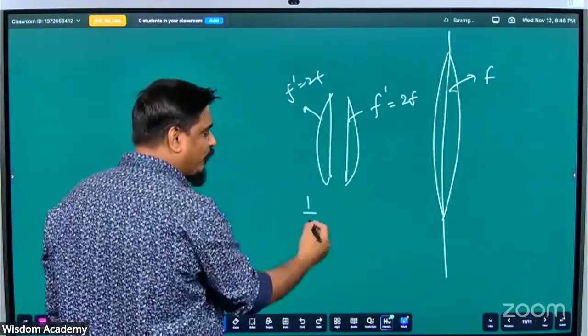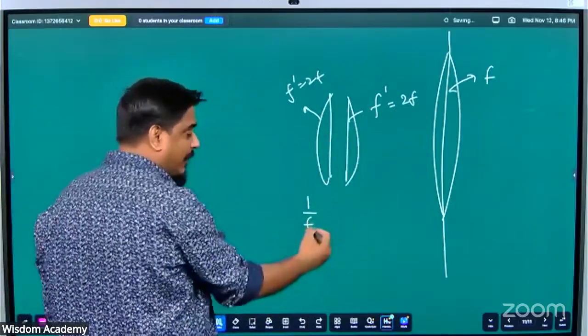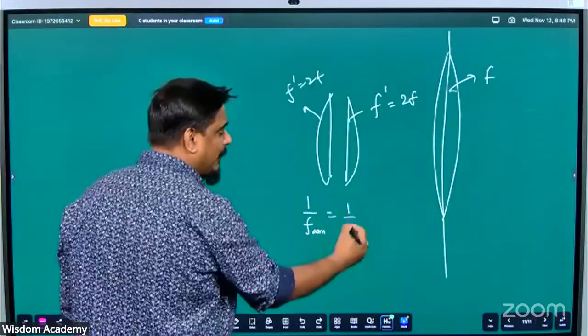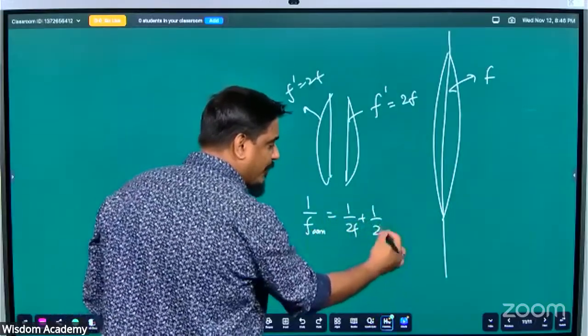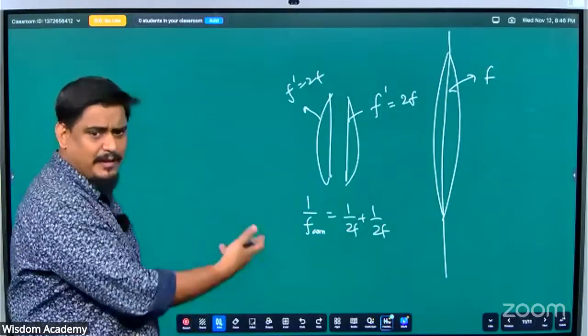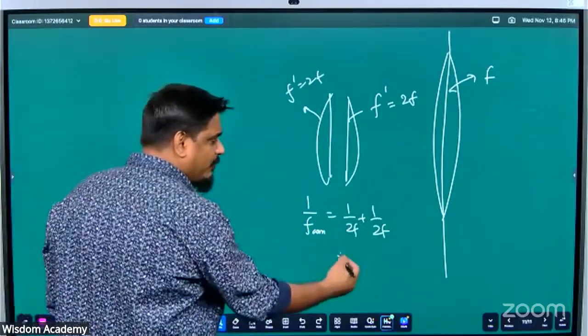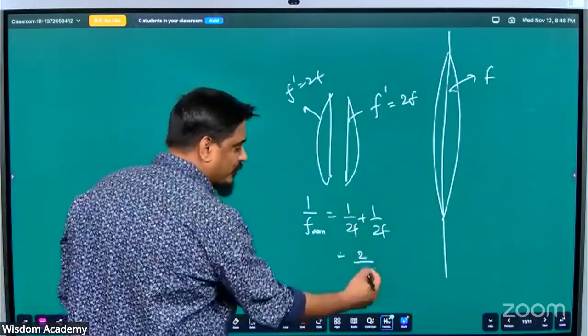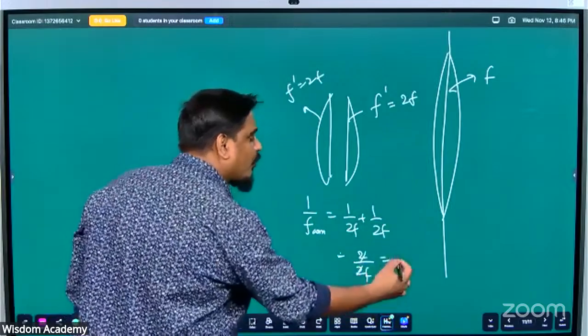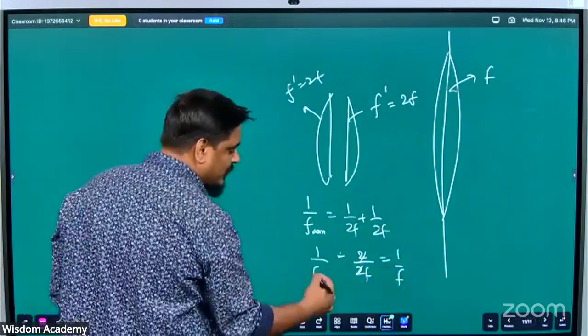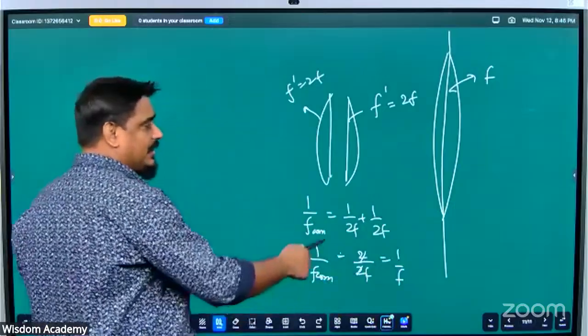Their combined focal length should become equal to 1 by 2f plus 1 by 2f. Am I right? You can verify it. So 1 by 2f plus 1 by 2f will become 2 by 2f, which will become equal to 1 by f. That is true. It means the combined focal length is f.